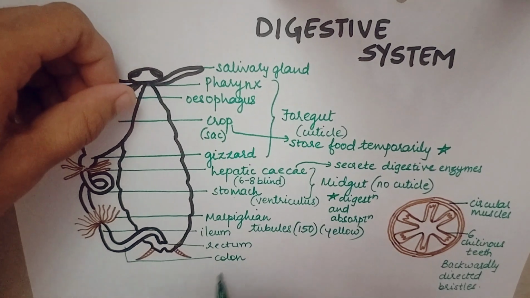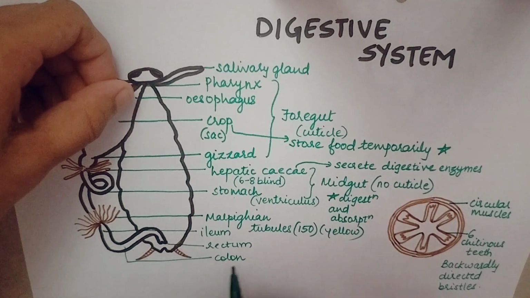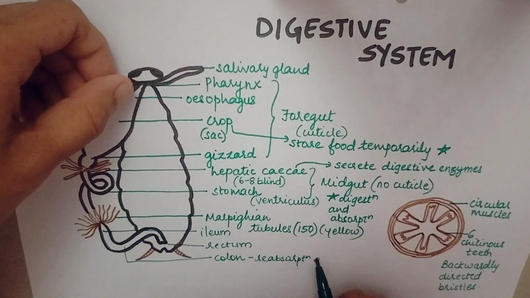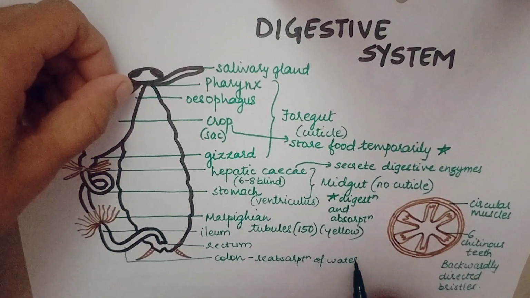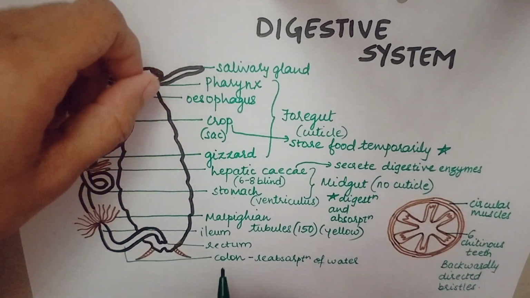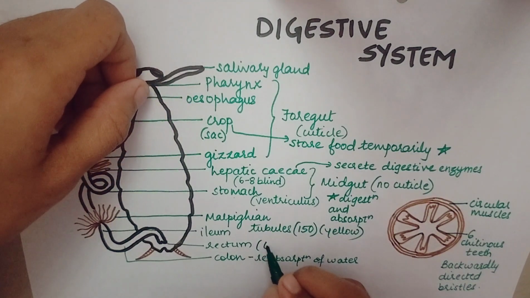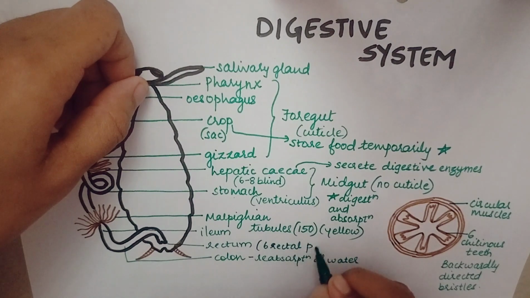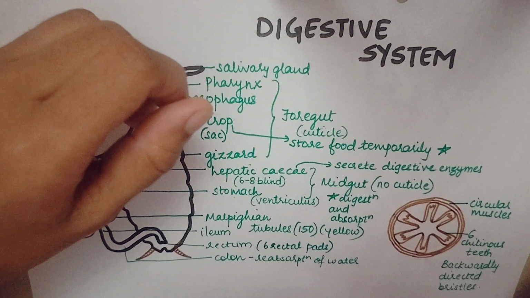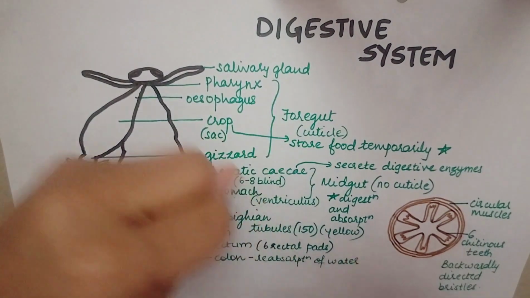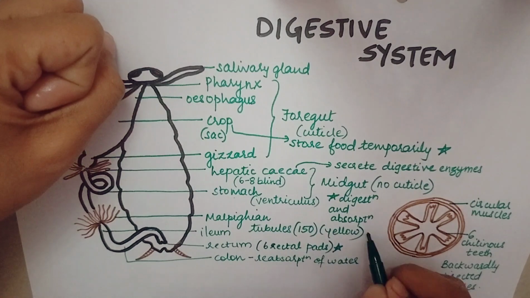Okay, this colon, intermediate between the ileum and rectum, is going to do the function of reabsorption of water. So if there is need for reabsorption of water, this colon will do that function. This last part, rectum, has 6 rectal pads. 6 rectal pads are present. Why? Because it is also going to reabsorb water. So for that absorption of water, it has 6 rectal pads.